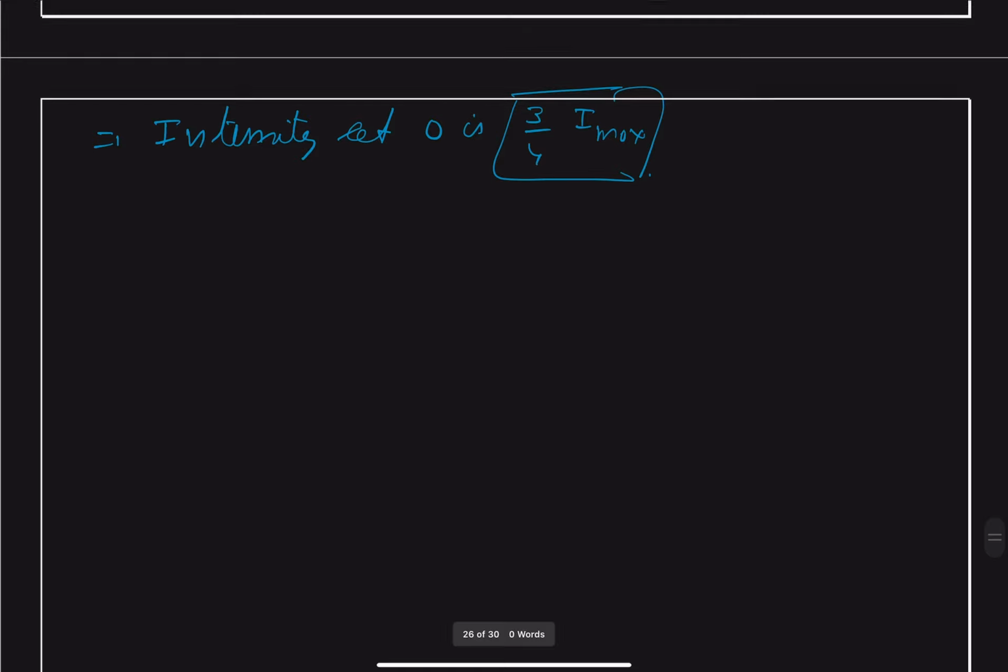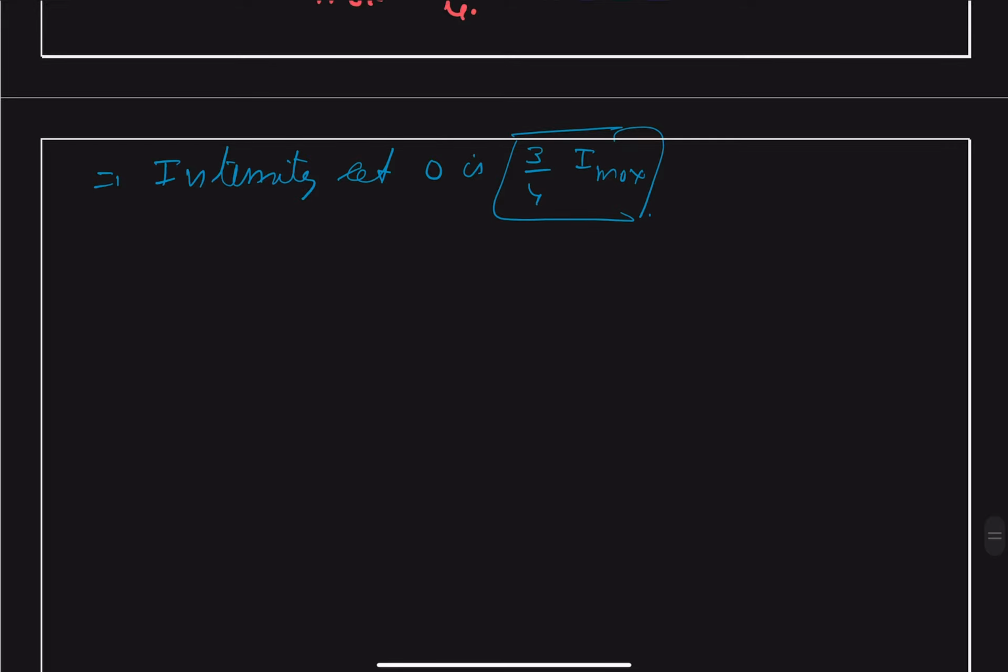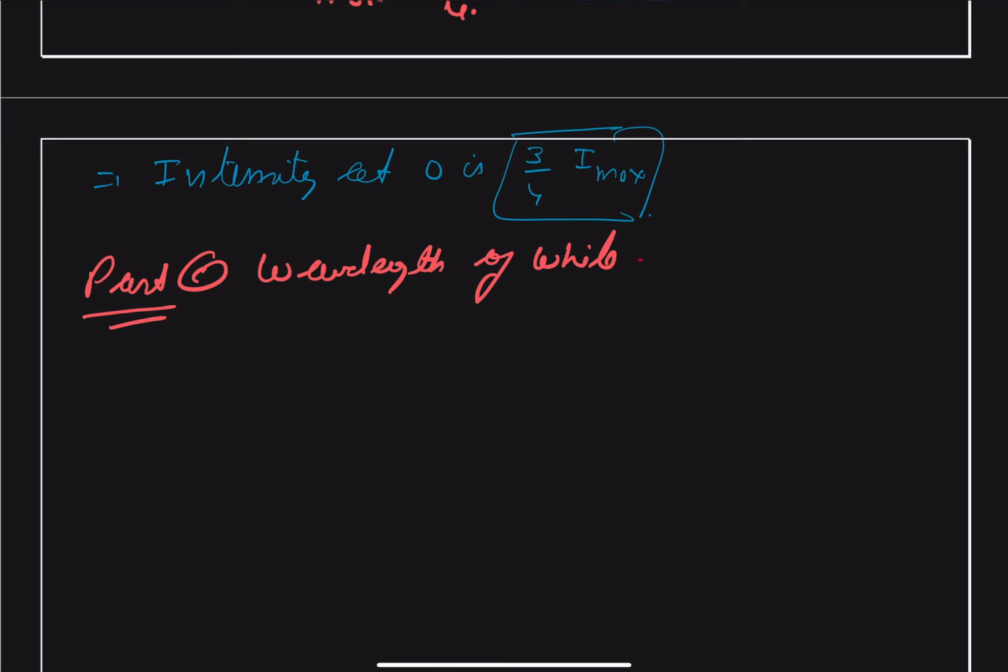And finally, we are going to find out for the white light ray what will be the range for maxima at O. So we come to the part C. In part C, we are going to find out the wavelength of white light that form maxima at O.